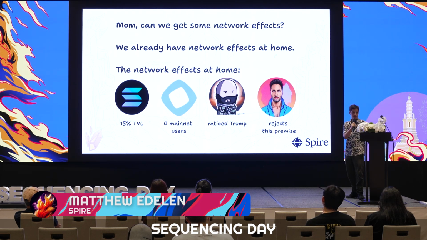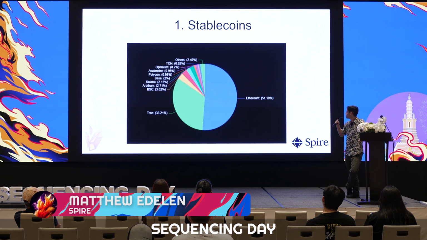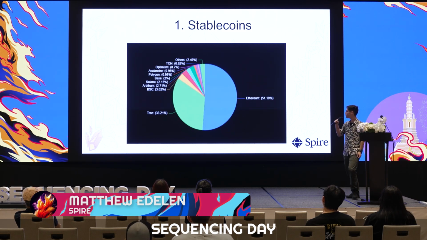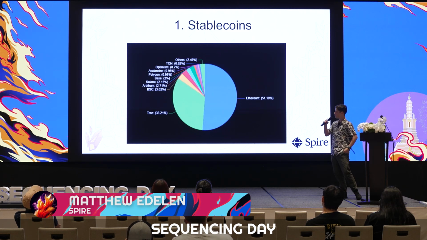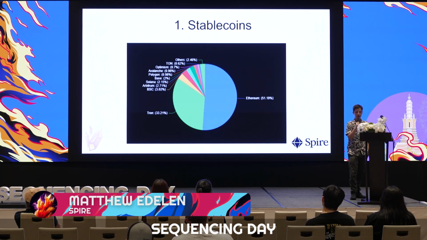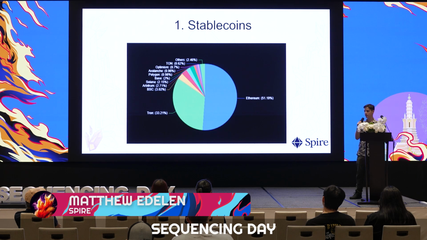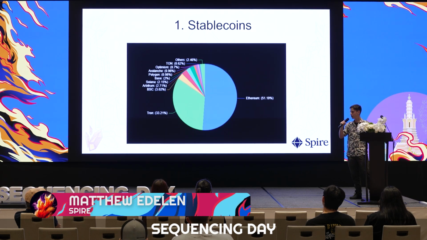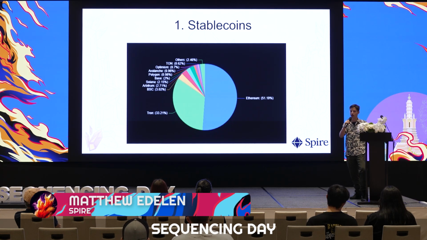So let's get into some of those. First of all, stablecoins. Ethereum, 51% of issued stablecoins, Tron 33%. You can find Solana somewhere up there at 2.15%. I believe stablecoins are important to network effects because they facilitate on-chain finance, right? Not necessarily DeFi if they're centralized stablecoins, but some form of on-chain finance, open finance, permissionless finance.